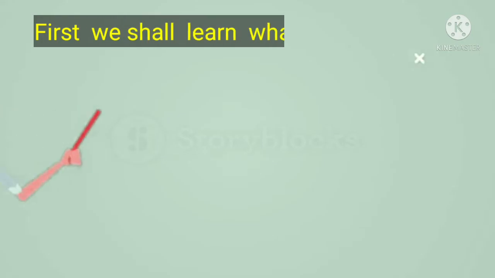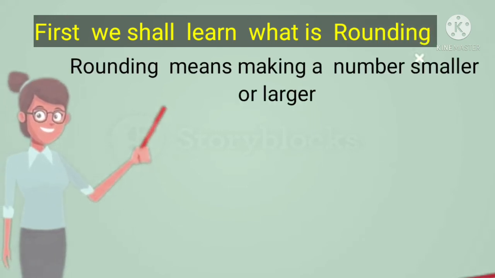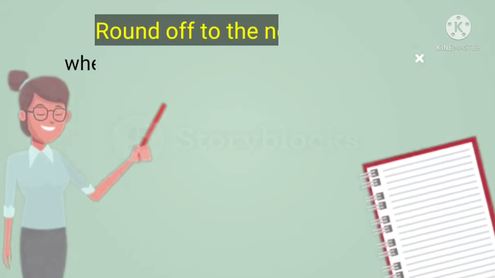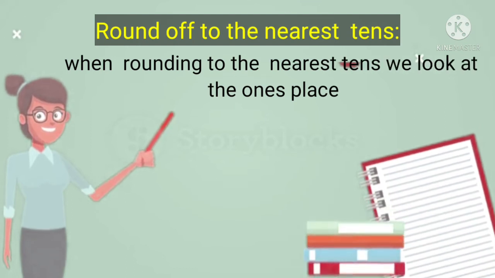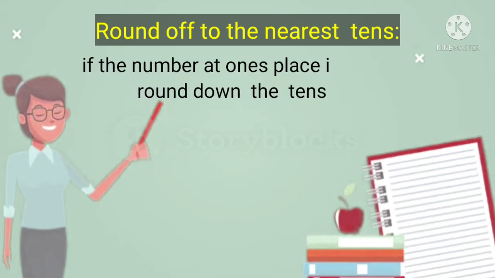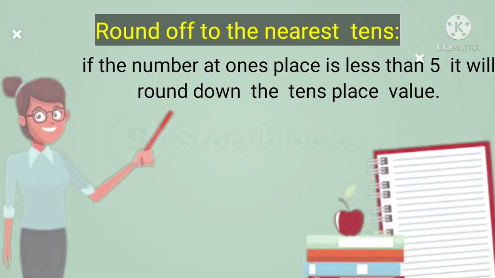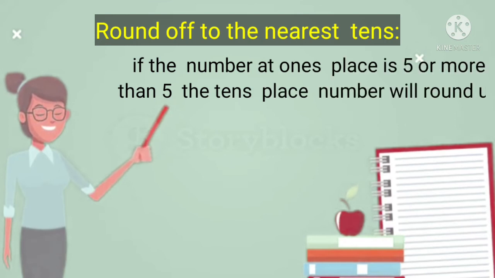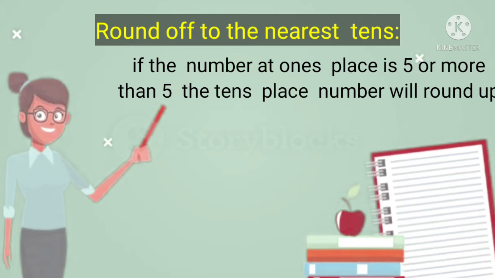First we shall learn what rounding is. Rounding means making a number smaller or larger. Now, round off to the nearest tens. When rounding to the nearest tens, we look at the ones place. If the number at the ones place is less than 5, the tens place value will round down. If the number at the ones place is 5 or more than 5, the tens place number will round up.